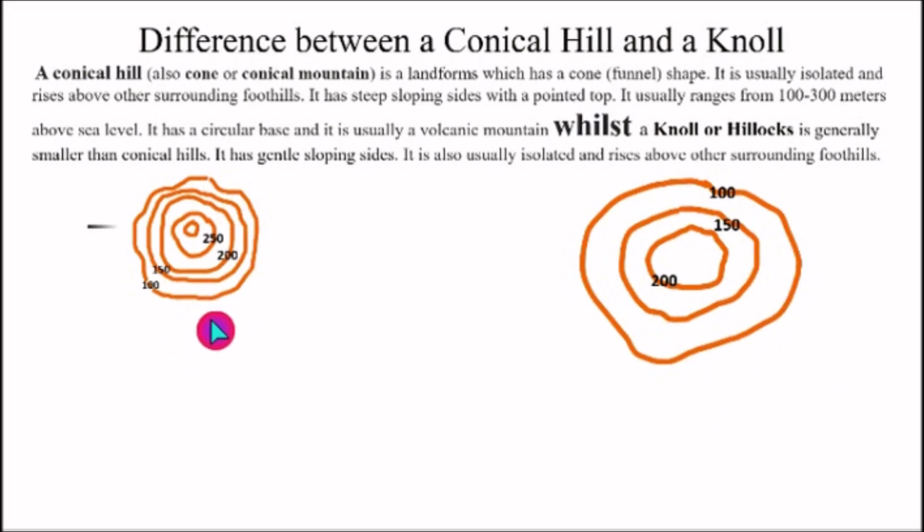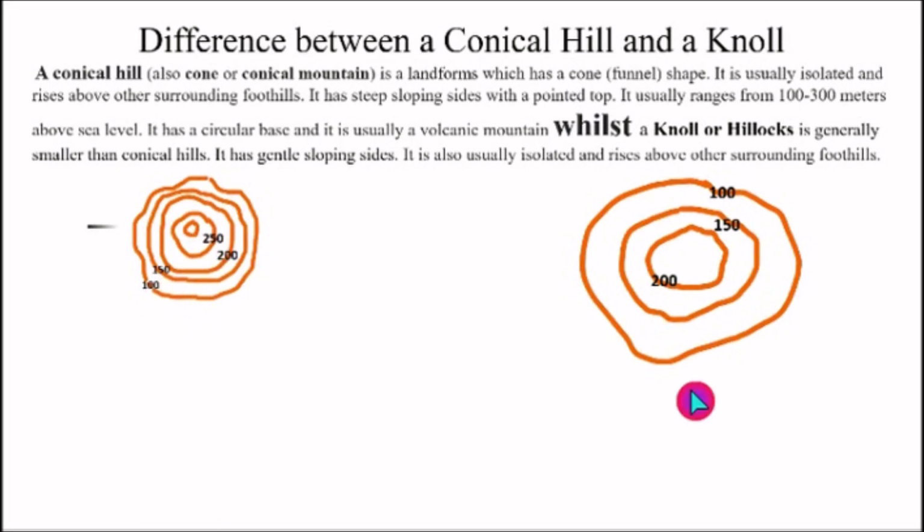A conical hill is a small, isolated, steep sloping mountain. It is steep sloping because, as you can see, the contour lines are closer to each other. It is a small hill or mountain because it ranges from 100 to just 300 meters.